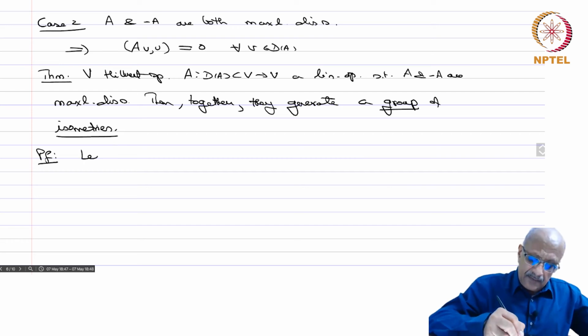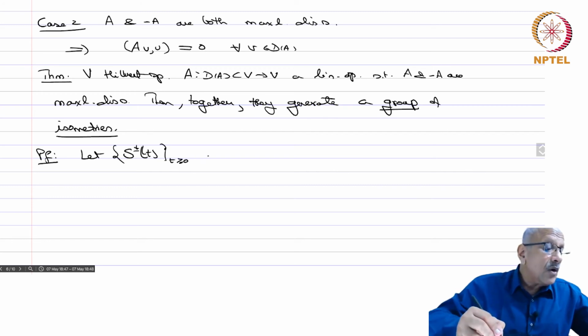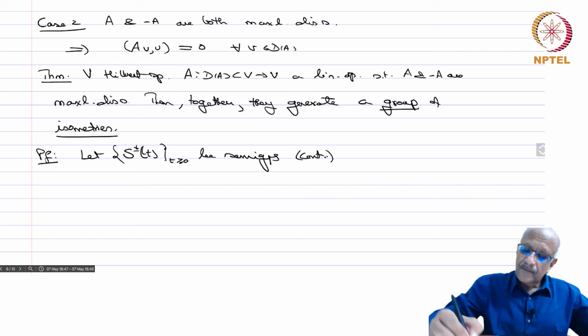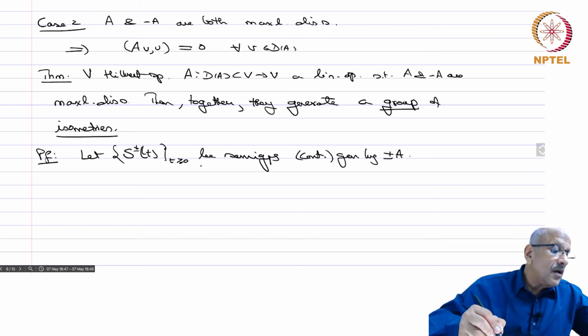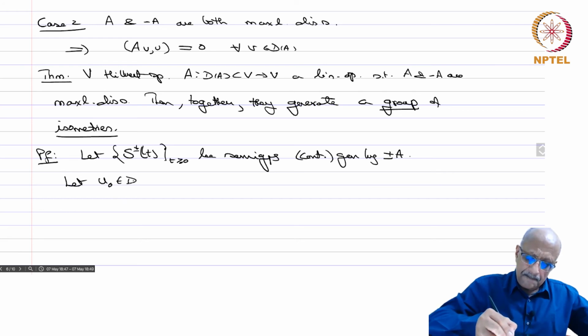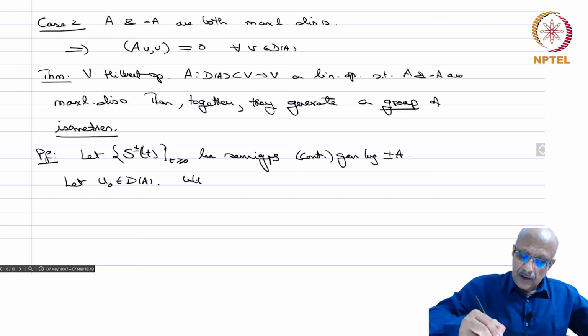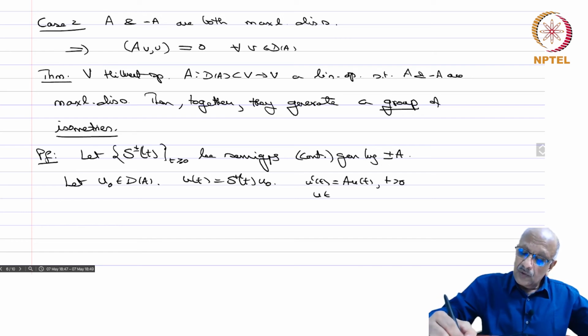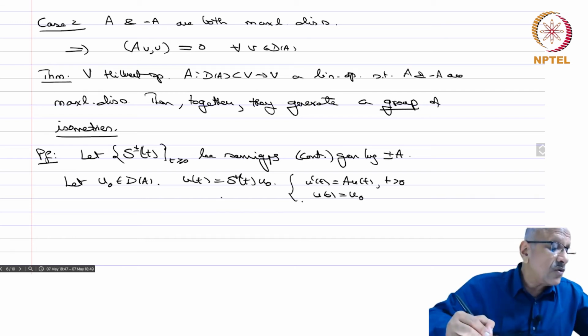So, let S plus or minus (t), t greater than or equal to 0, be the semigroups, contraction of course, generated by plus or minus A. Okay. So, let u naught belong to D(A) and u(t) be equal to S plus (t) u0. Then you have that u'(t) = A(u(t)), t positive, u(0) = u naught. Okay, this is the solution to this equation.